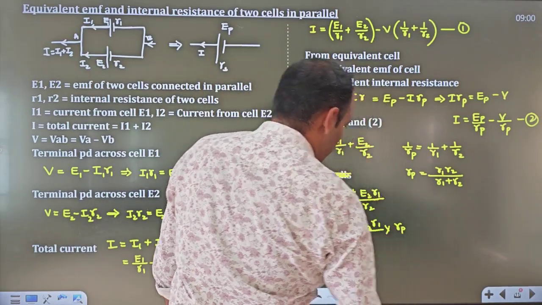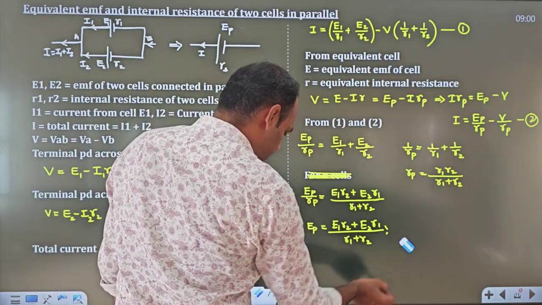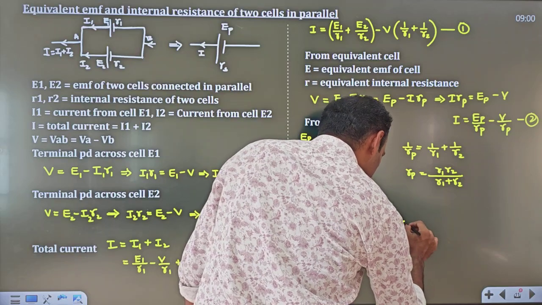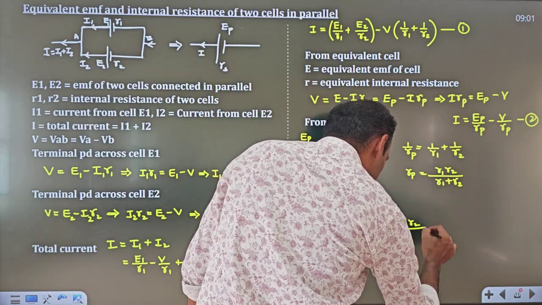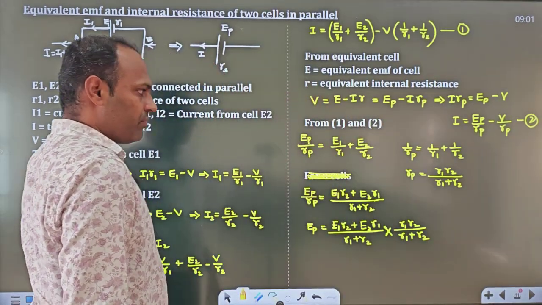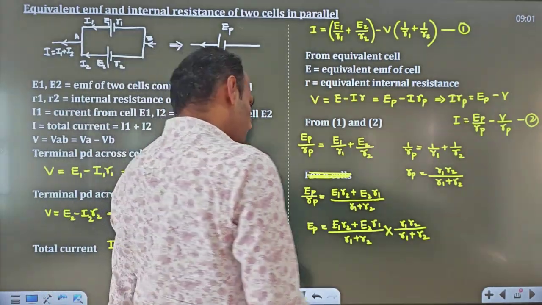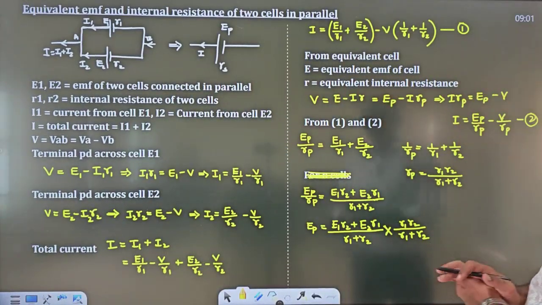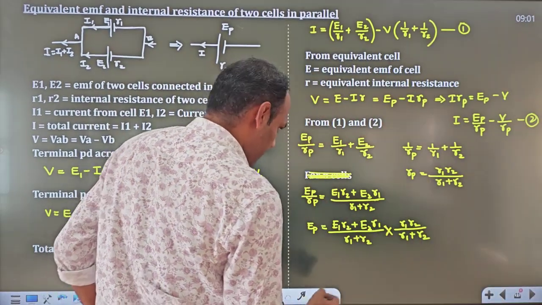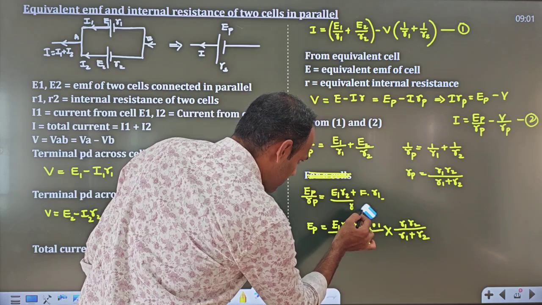Here Rp gets multiplied. In that place you substitute the value of Rp. If you substitute the value of Rp, it will be R1 into R2 divided by R1 plus R2. So finally I got this much. See here, sorry, one thing I have written wrong here. I'm extremely sorry. See this one, it will not be R1 plus R2.